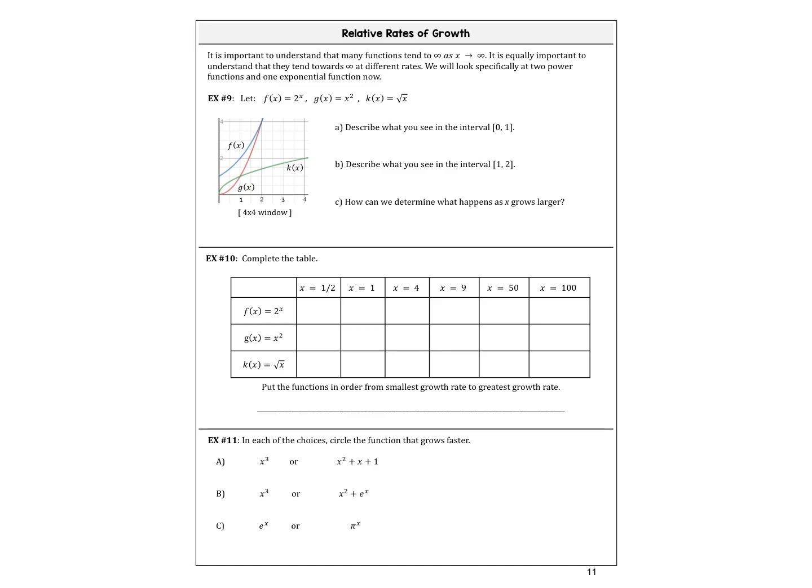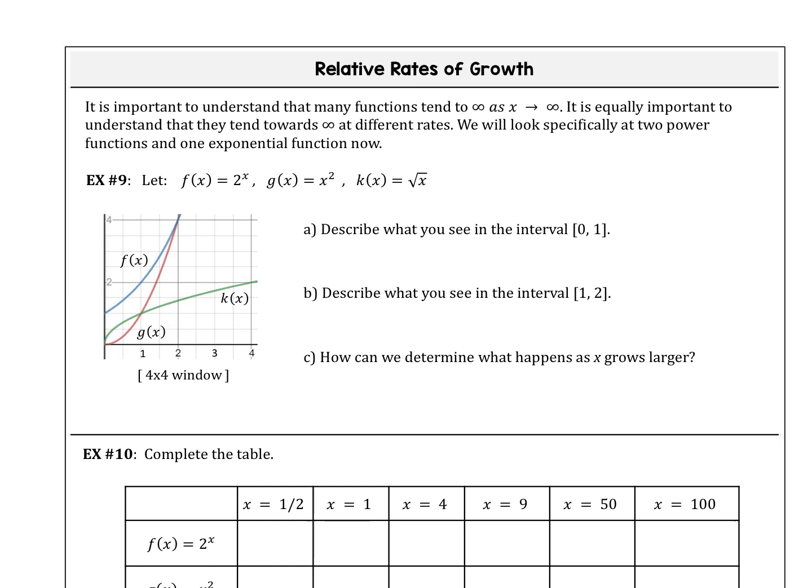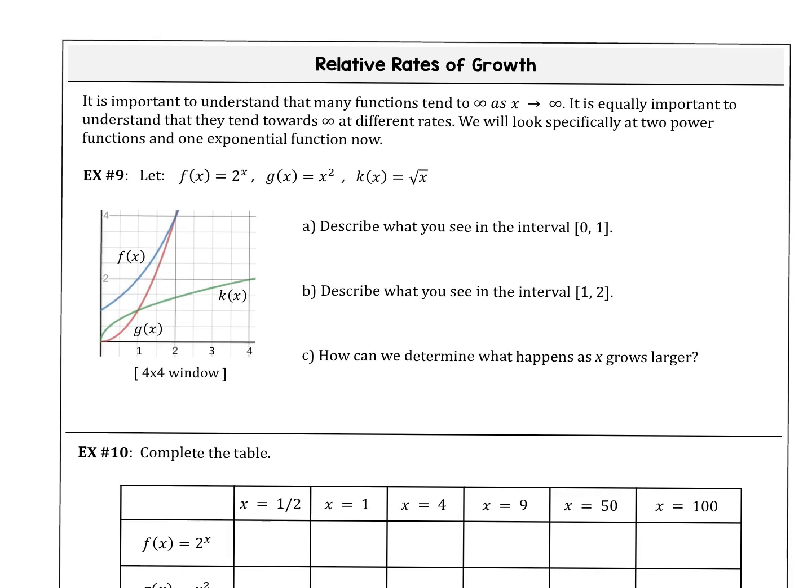Rates of growth. Almost done here. It says it's important to understand that many functions tend to go to infinity as x goes to infinity. Do you see all those graphs? They're all going to infinity, aren't they? Just some are going faster than the other, aren't they? So how do we tell which ones are going faster and which ones are going slower? It says we will look specifically at 2 power functions and 1 exponential for now.